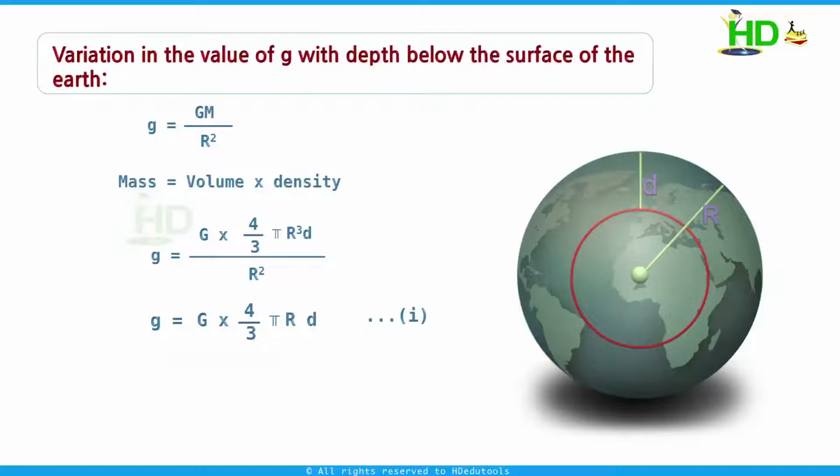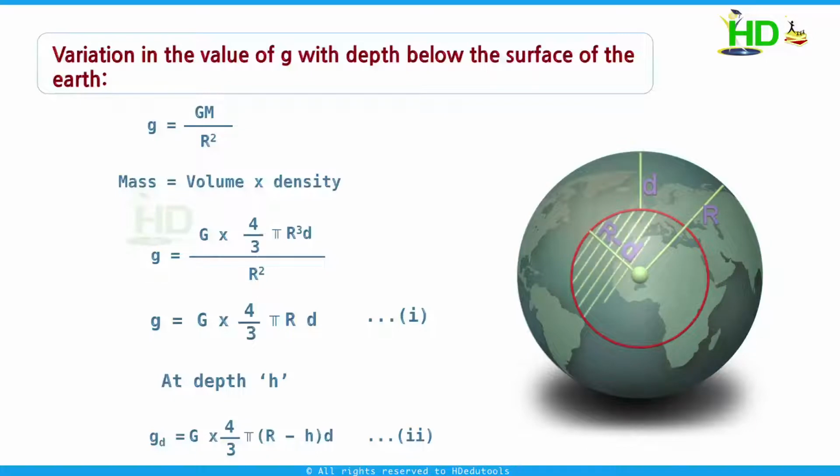Now the acceleration due to gravity at some depth h is given by G × (4/3)π(R − h)d. At the surface, g = GM/R², where capital M is the mass of the Earth, capital R is the radius. When we go into depth h, at this position, the value of g is due to the sphere within the radius R − h. Therefore, at this position, the mass is different.